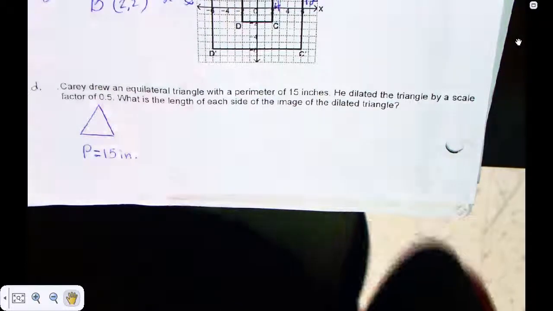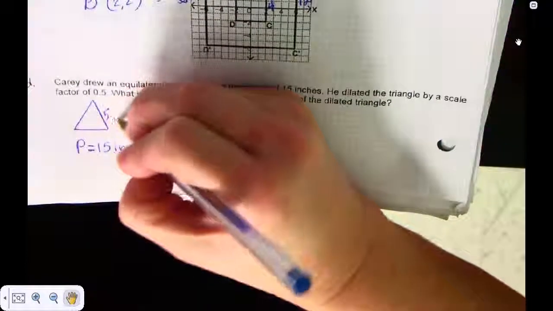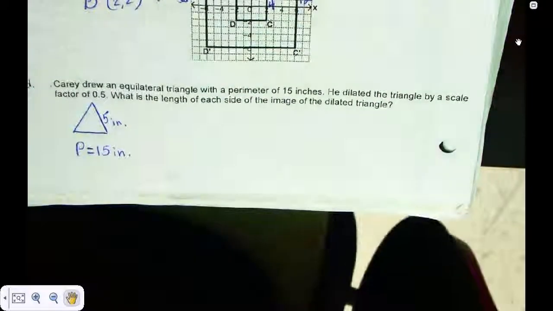What is the first thing your mind went to when I said that? Triangle. Triangle, 3 sides. What else, Willie? 15 divided by 3 is? Why'd you divide 15 by 3? 3 sides. Thank you. Guys, that's what I'm trying to get you to do.